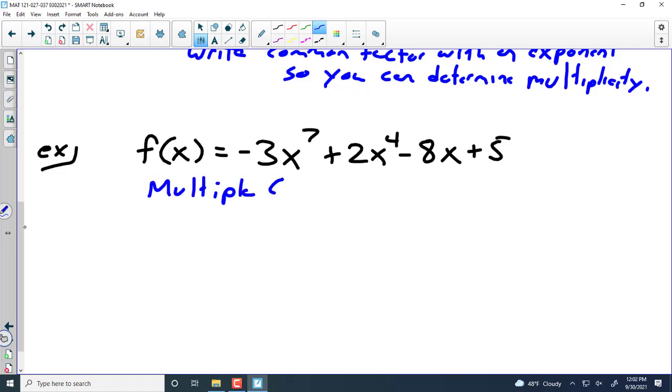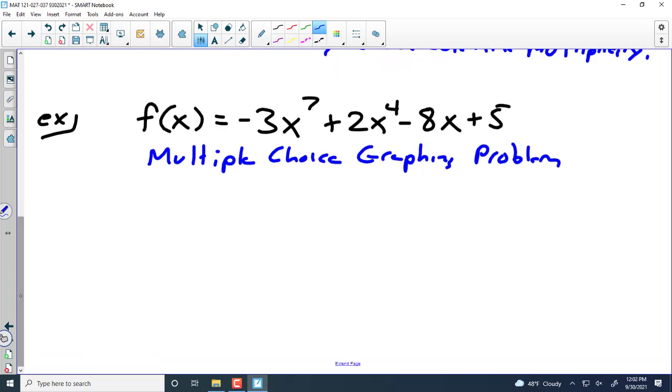So this will be a multiple choice graphing problem, not a straight up graphing problem. So we analyze the few things we do know how to find. What can we find pretty easily just from looking at it as is? We can find the y-intercept quite easily, yes. The y-intercept would be (0, 5).